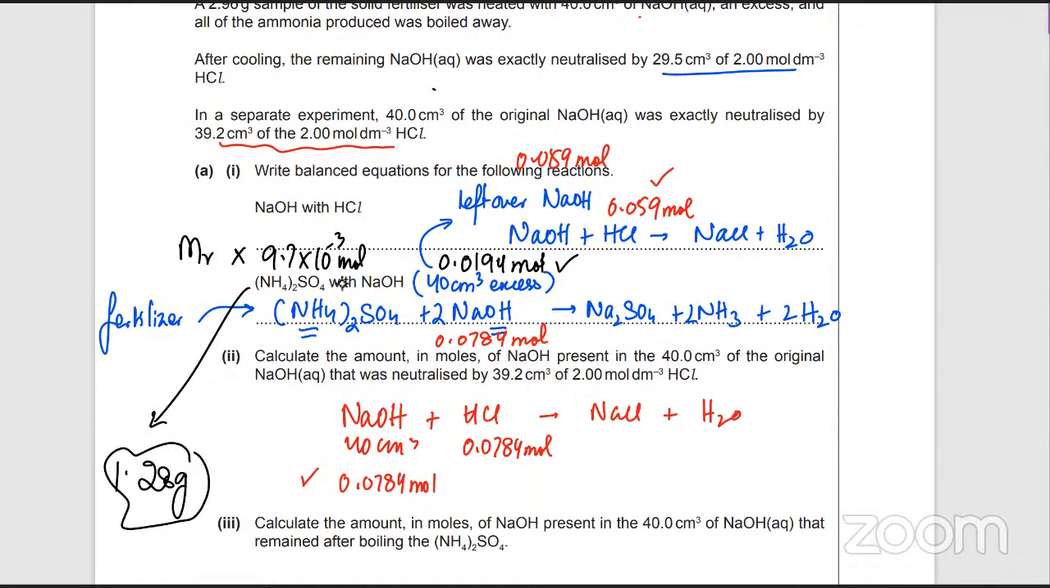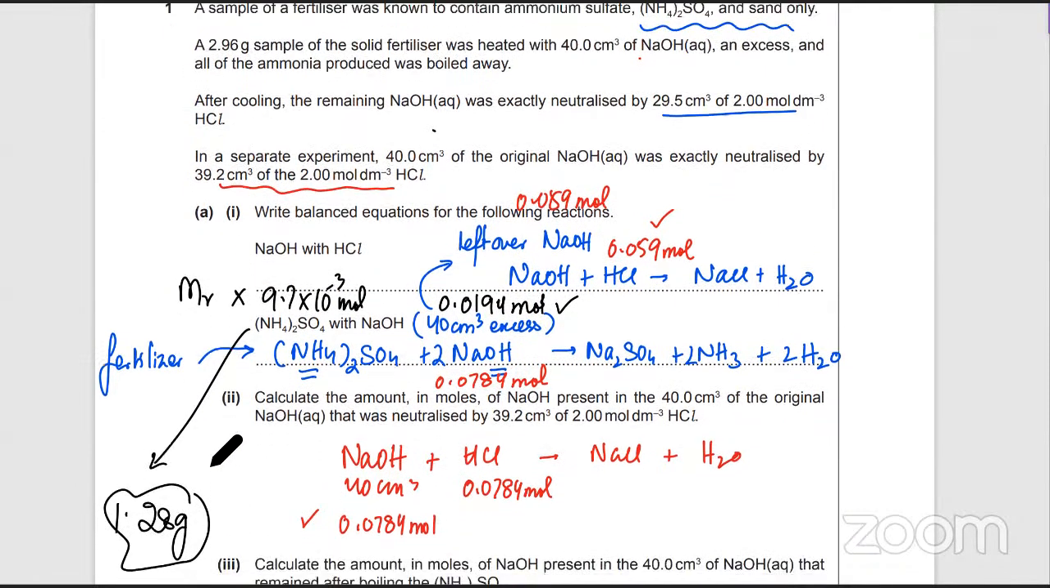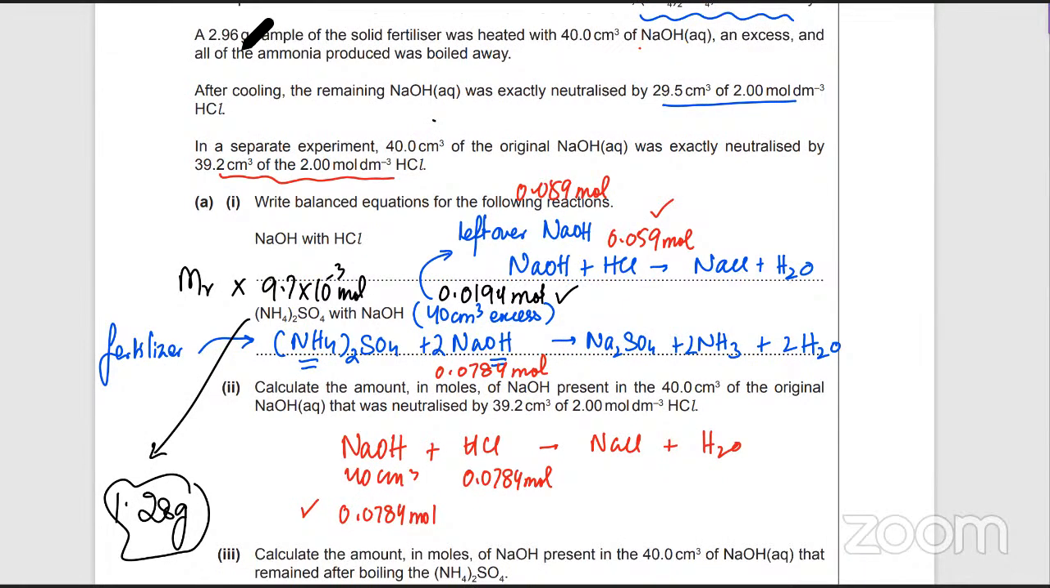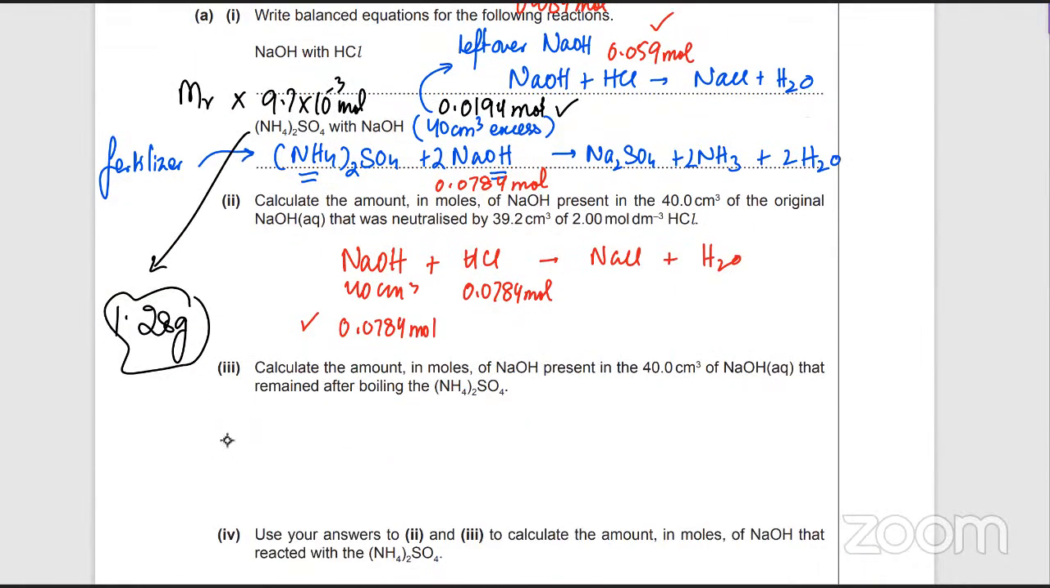And then he's going to ask you, okay, what's the percentage purity? So how much mass did you use? You used 2.96 grams of fertilizer, right? So there's 1.28 grams out of the 2.96 grams of fertilizer, times 100. You'll get the percentage. So what do you get for this? 43.2%. How much? 43.2. 43.2%.